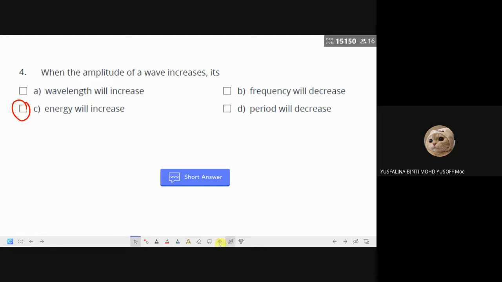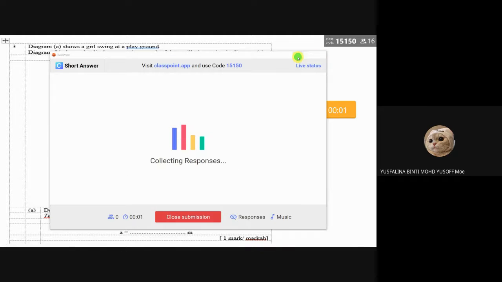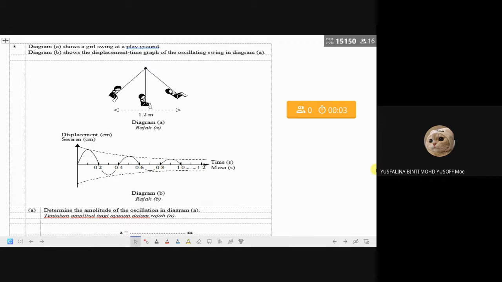Okay, so let's move on to another one. You have to determine the amplitude. What is the amplitude here? The amplitude of the oscillation in diagram A. So it means using this diagram.